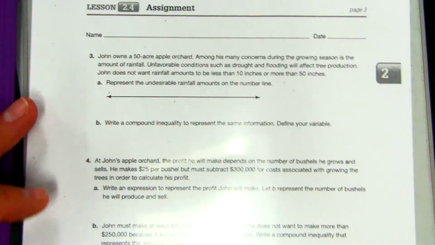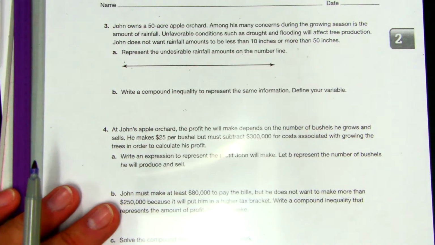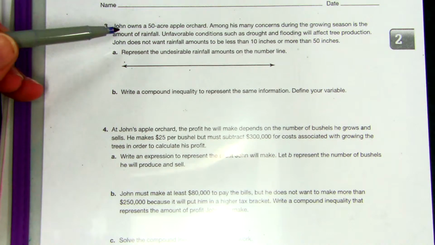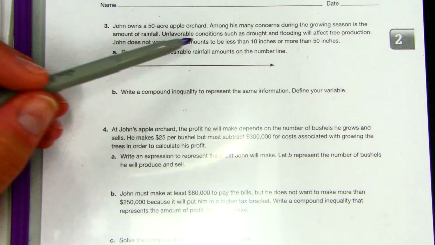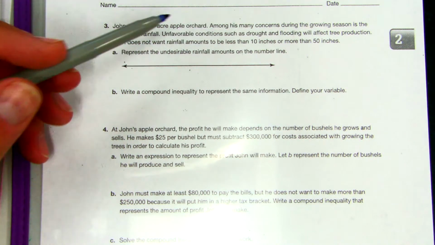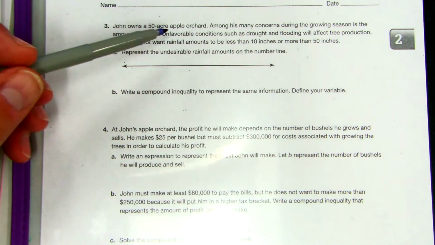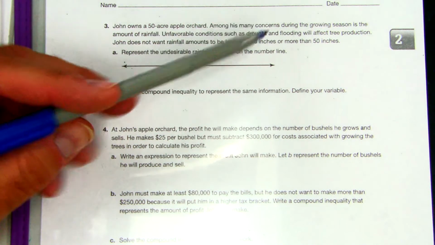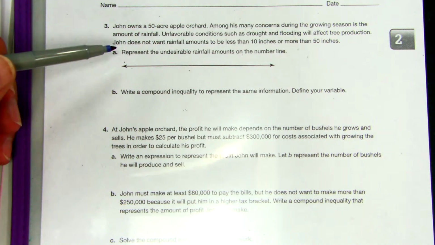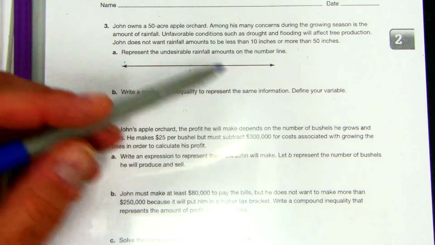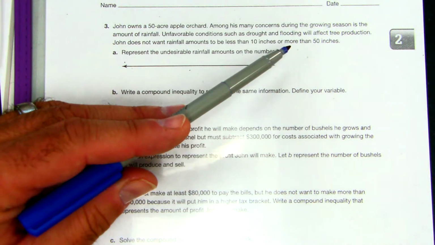So we're going to look at question number 3. This will be the last one, and then, of course, you have a ton of these to do in your book, as well as on the Carnegie software. John owns a 50-acre apple orchard. Among his concerns during the growing season is the amount of rainfall. Unfavorable conditions such as drought and flooding will affect his tree production. John does not want rainfall amounts to be less than 10 inches or more than 50 inches.